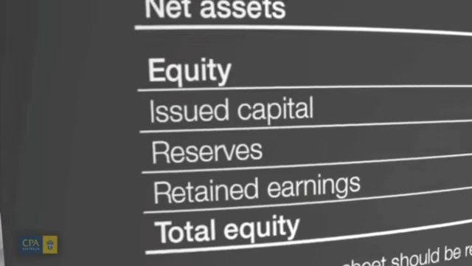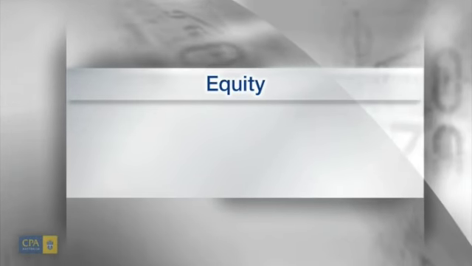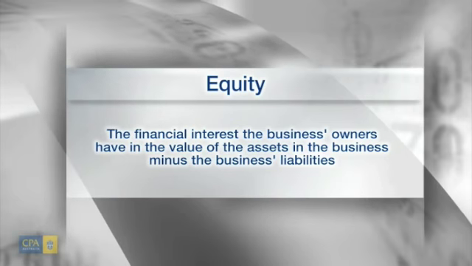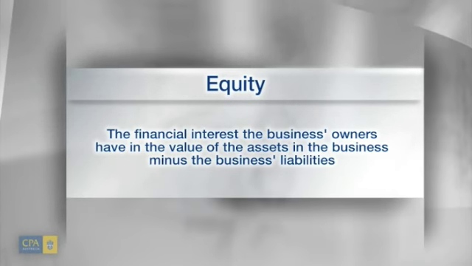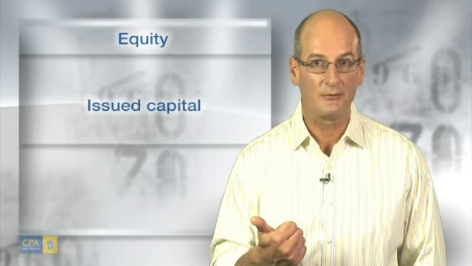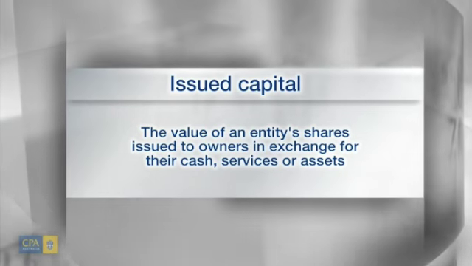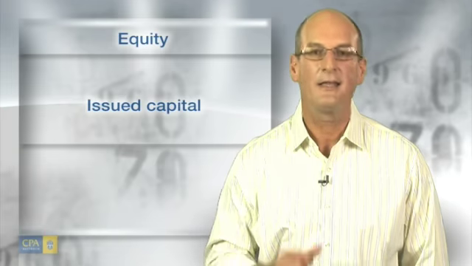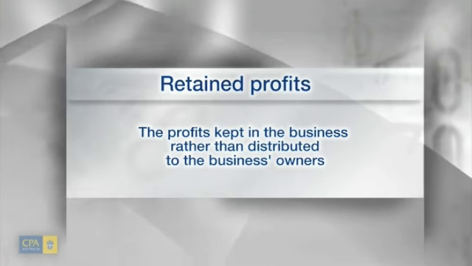The third main component of a balance sheet is owner's equity. Equity, also known as net assets, is the financial interest the business's owners have in the value of the assets in the business minus the business's liabilities. Let's explore a couple of key concepts associated with equity. The first is issued capital, which is the value of an entity's shares issued to owners in exchange for their cash, services or assets. The second is retained profits. These are profits kept in the business rather than distributed to the business's owners.